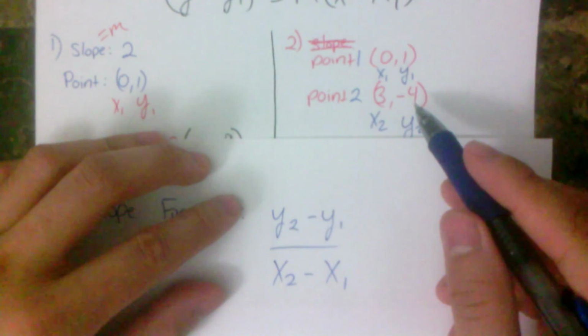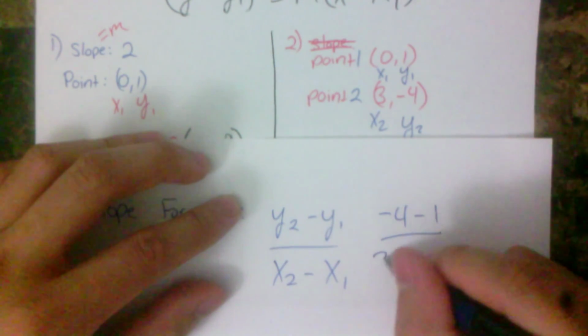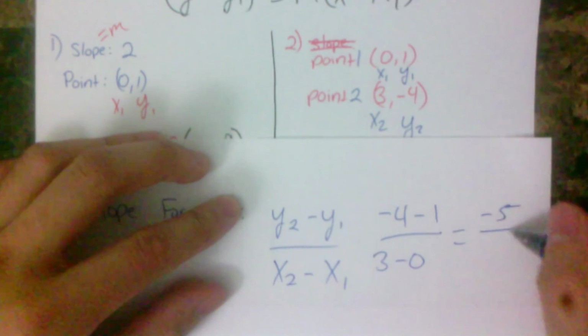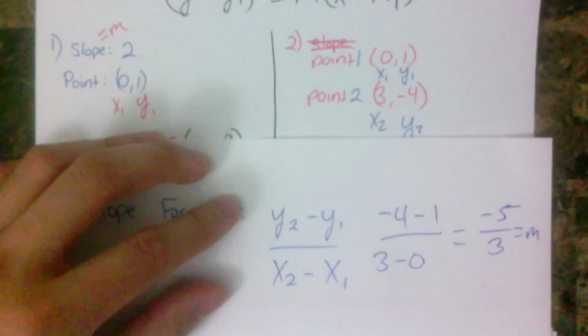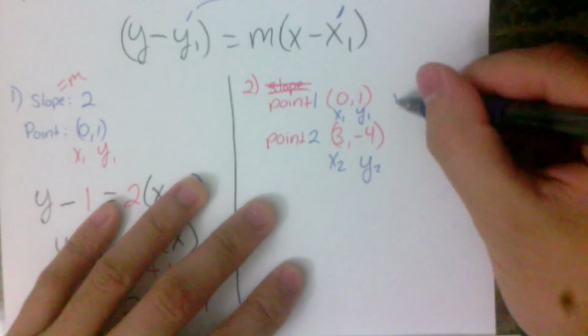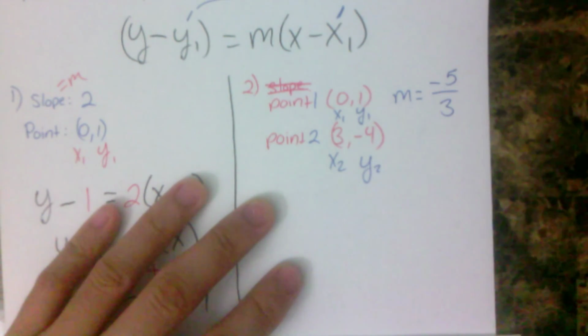So y2 minus y1, so negative 4 minus 1 all over 3 minus 0, and you're going to get negative 5 over 3 is your m. So that's your slope. So instead of point 1, point 2, I could just call this m equals negative 5 over 3.